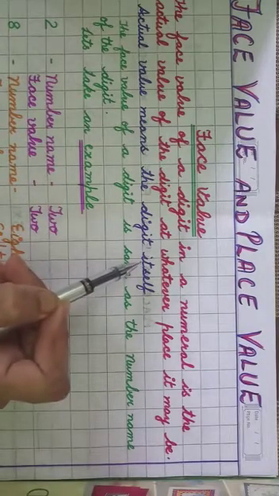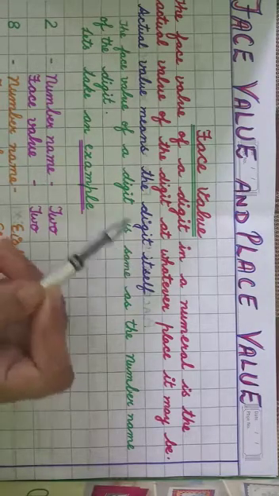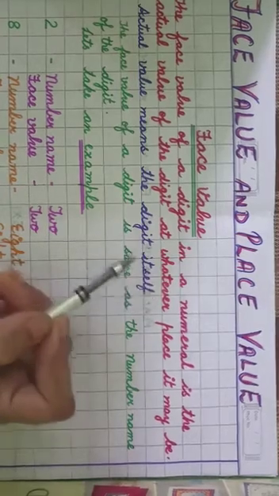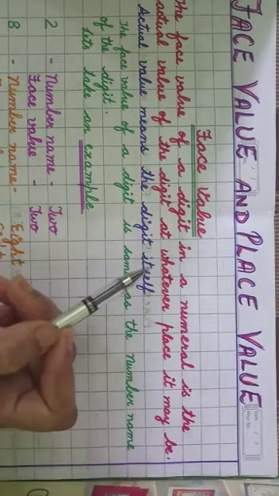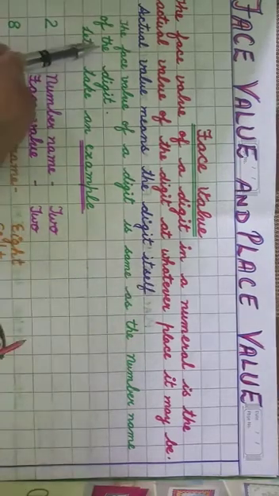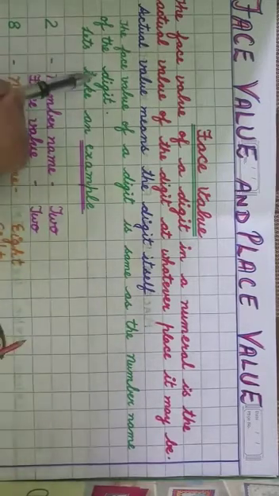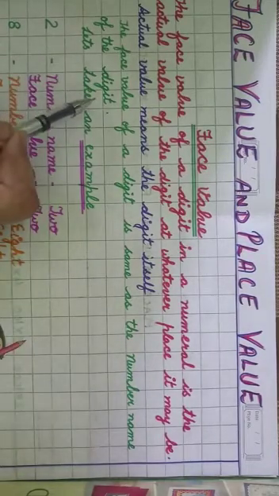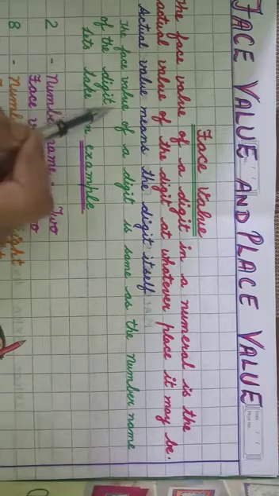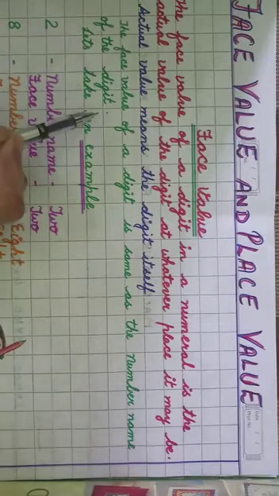What does it mean? It means that in order to find out the face value, we need not see its place. As we read any digit is its face value. So, the face value of a digit is the same as the number name of the digit.